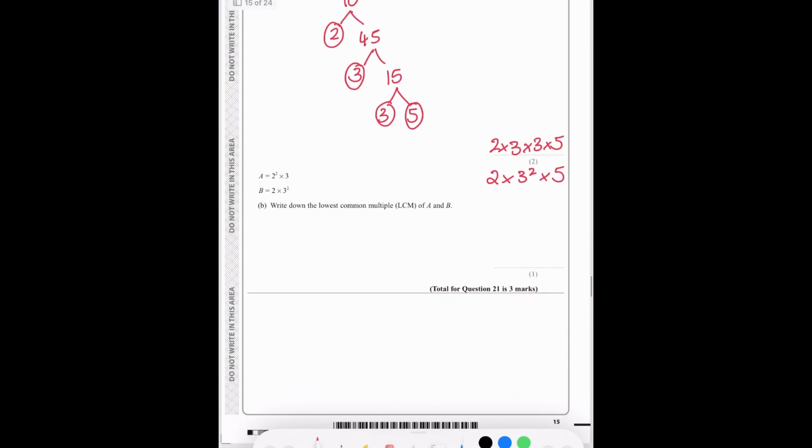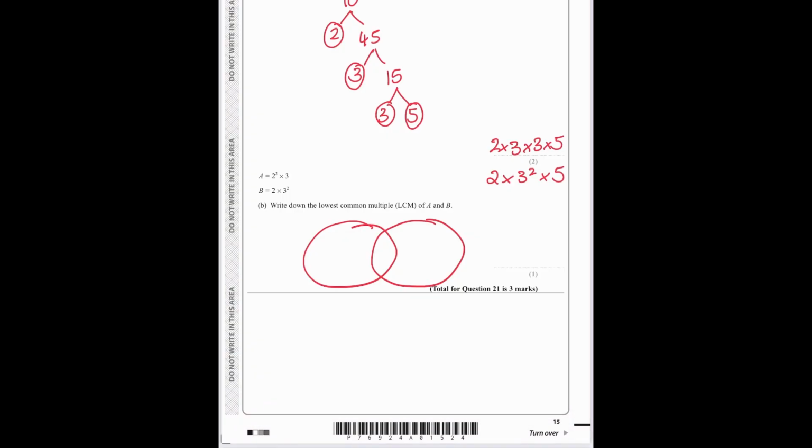Write down the lowest common multiple of A and B. So I'm going to do my Venn diagram to find my lowest common multiple. A is 2 squared times 3, and B is 2 times 3 squared. So they both have in common a 2 and a 3. A has a 2 left in it and B has a 3 left in it, and the lowest common multiple, we multiply all three, so that's 2 times 2 times 3 times 3, which gives me the answer 36.